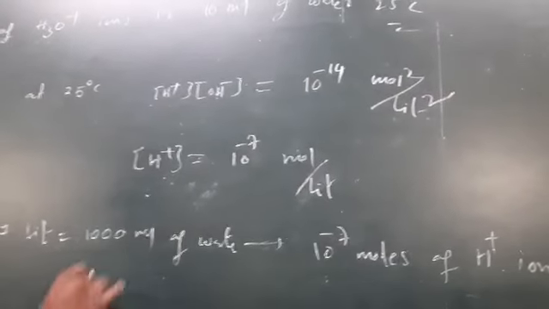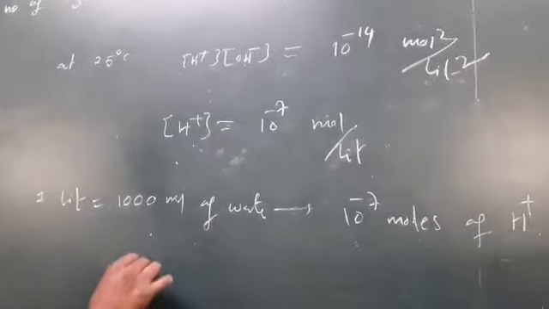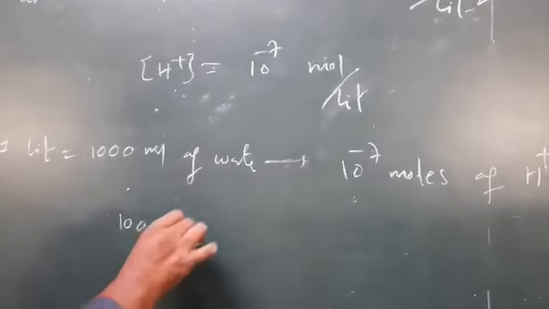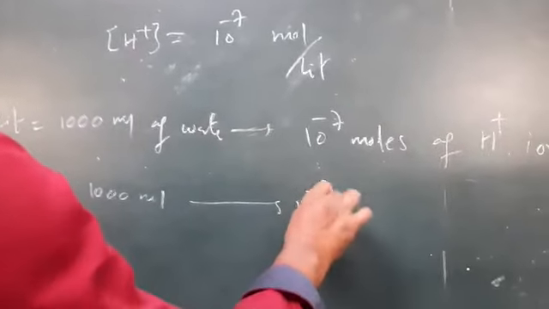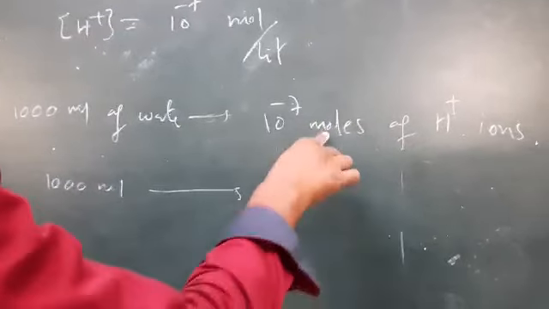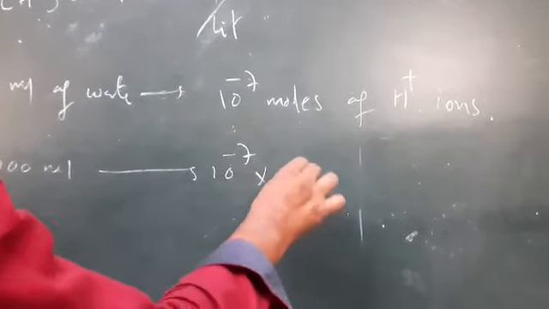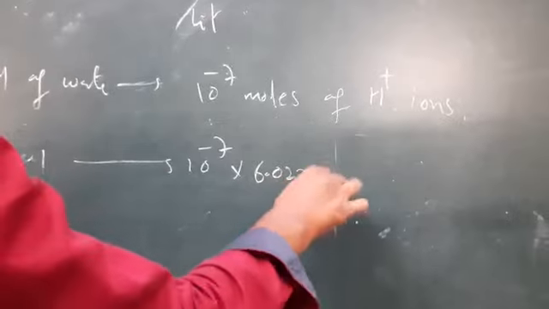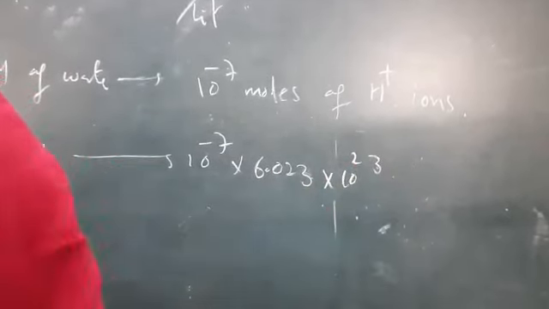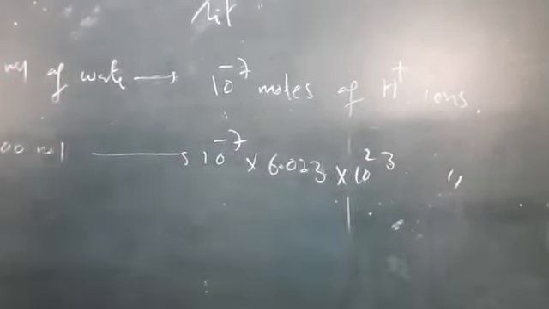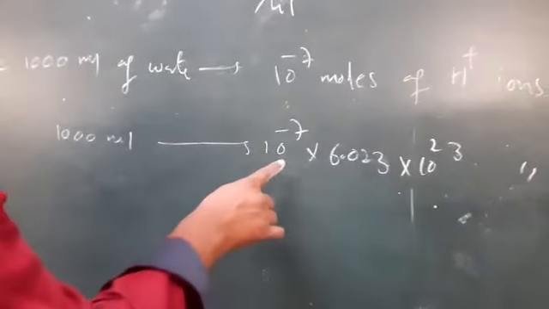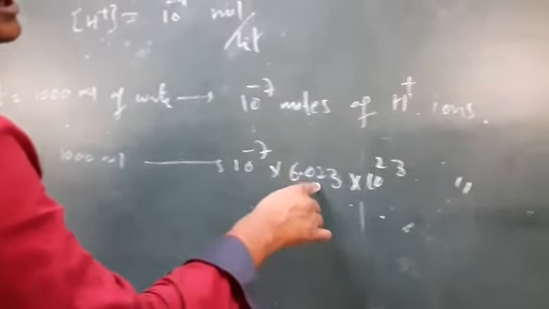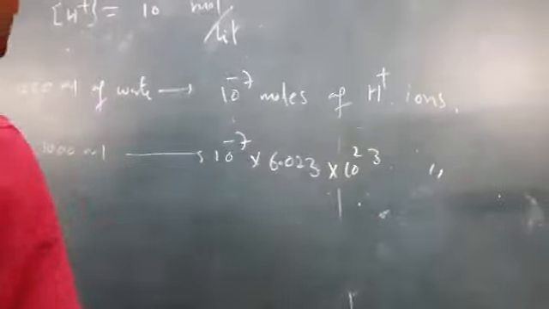So for 1000 ml having 10 power minus 7 moles, and 1 mole equals 6.023 into 10 power 23 ions, 1000 ml of water contains 10 power minus 7 into 6.023 into 10 power 23 ions present.